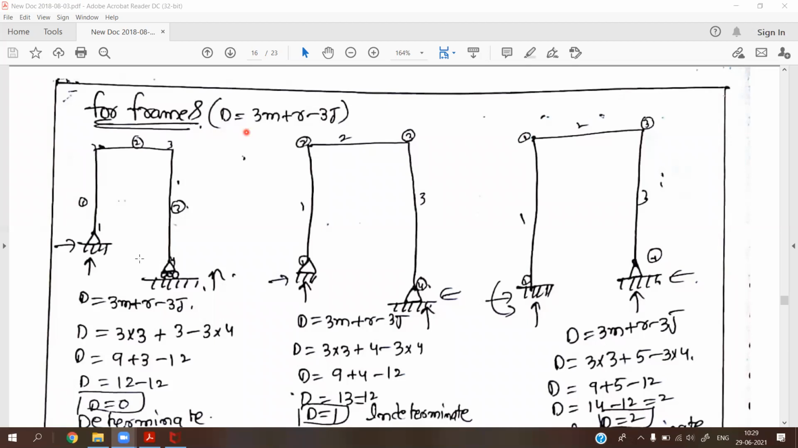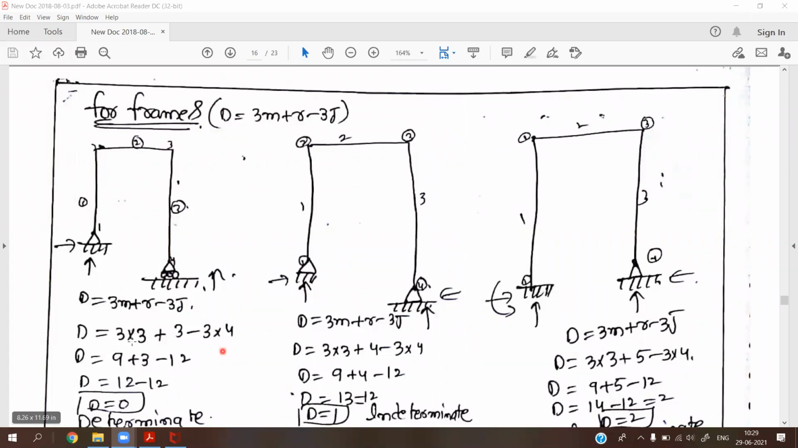For example, consider this frame. Here is an immovable hinge support, which has two external reactions, and here is a roller support with one vertical reaction. So totally we have three reactions. Next, the number of members: one here, one here, so totally we have three members. Now, how many joints are present in this frame? One, two, three, four. So we have four joints.